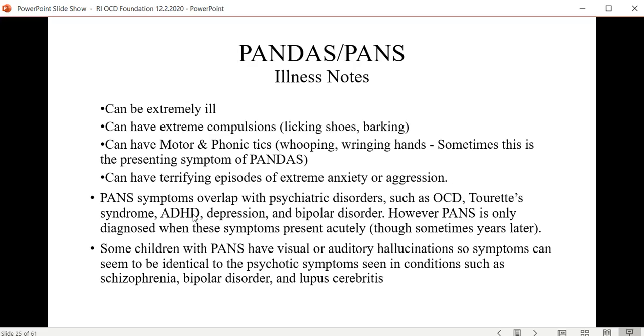You can't become autistic all of a sudden, which is a diagnosis some of these kids get because they regress so badly. They also have some visual and auditory hallucinations. And these things have also been seen in schizophrenia, of course, bipolar, and also an autoimmune illness, lupus cerebritis. Lupus cerebritis is inflammation of your brain with lupus, which is an autoimmune disorder.